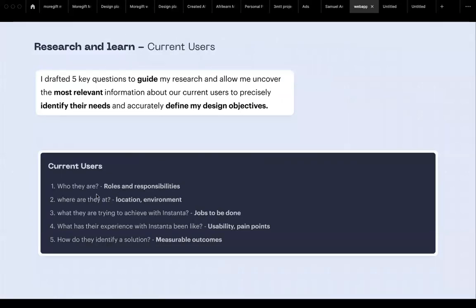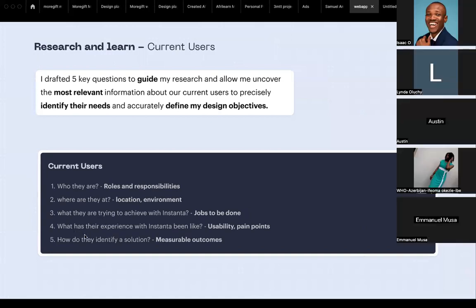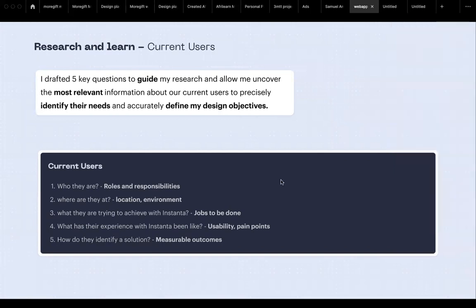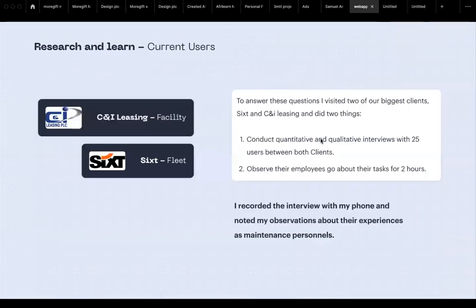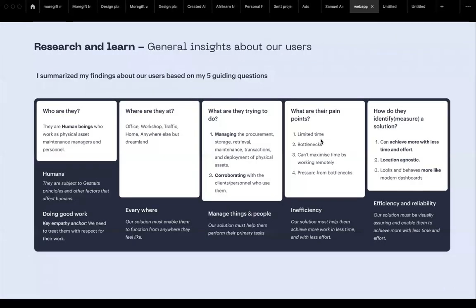Remember these questions. Who are they? What are they? Where are they at? What has their experience with the internet been? How do they identify a solution? Yes. So based on those, I had summarized my findings. So this was the first summary of it.